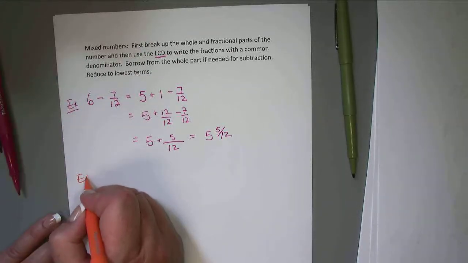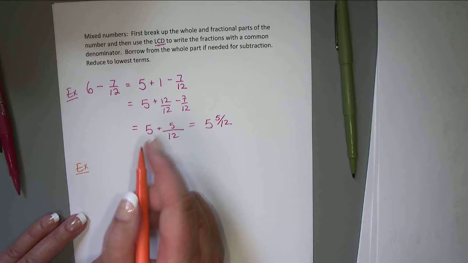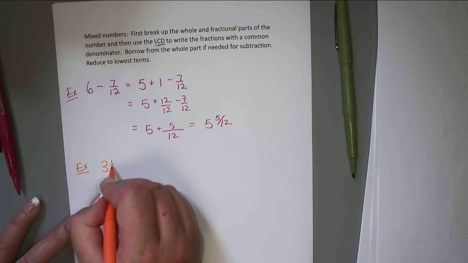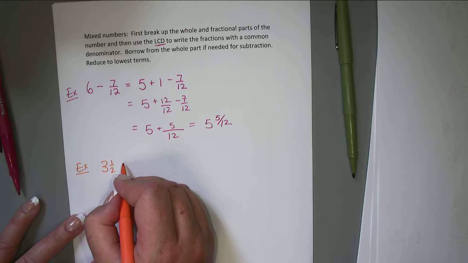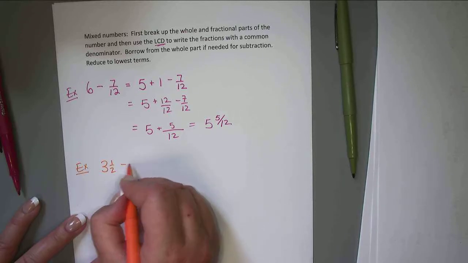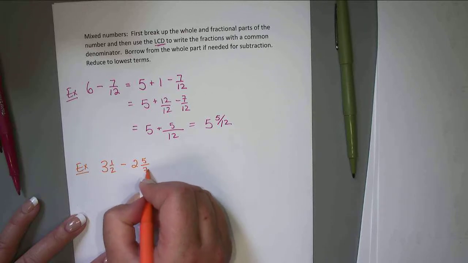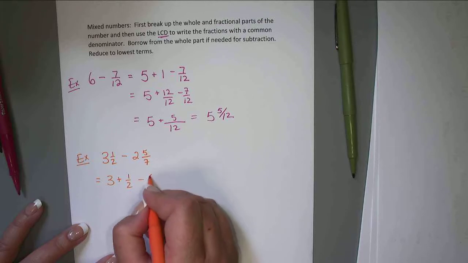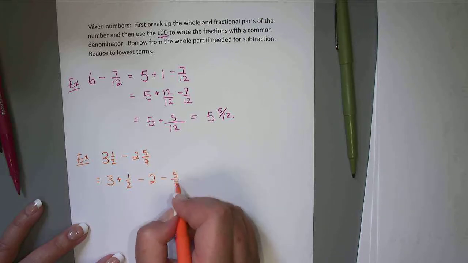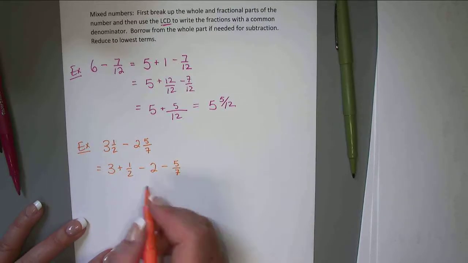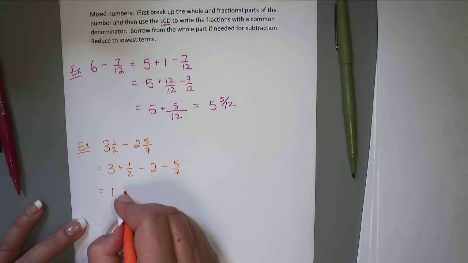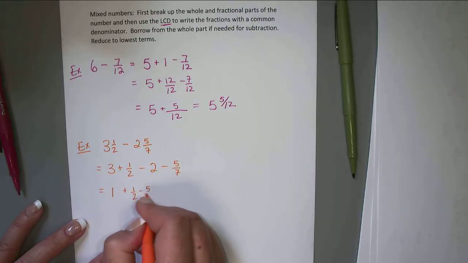Okay, we'll do a second example. Three and 1/2 minus 2 and 5/7. So we'll break this up. 3 plus 1/2. Remember to subtract both the whole and the fractional part. So 3 minus 2 is 1. And we've got a 1/2 minus 5/7.